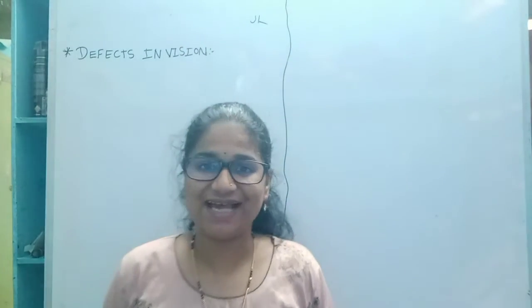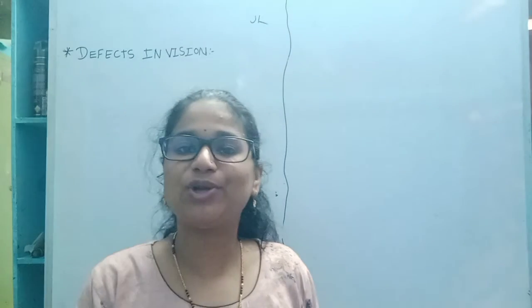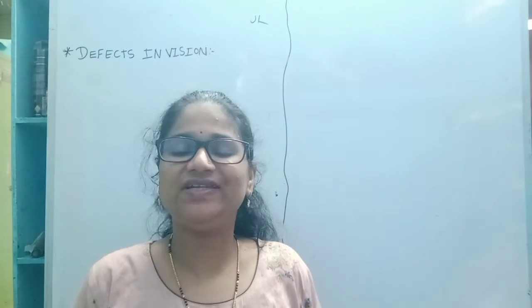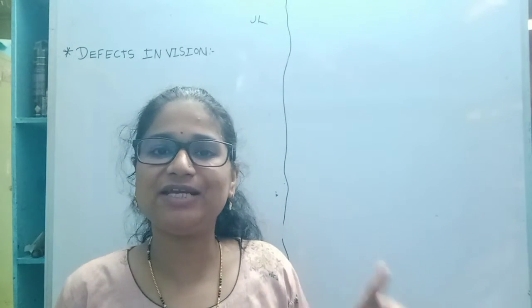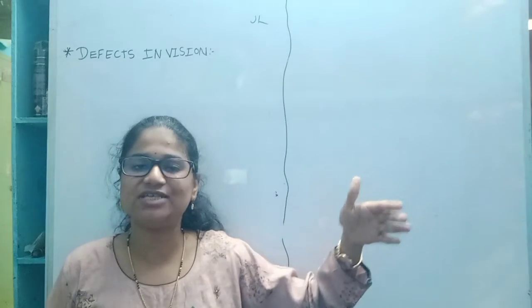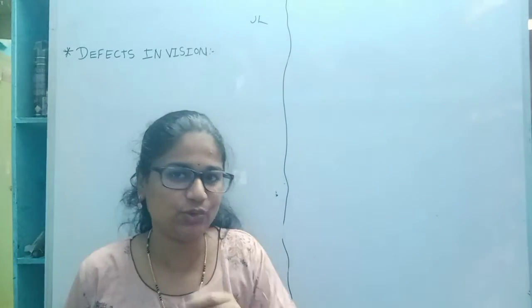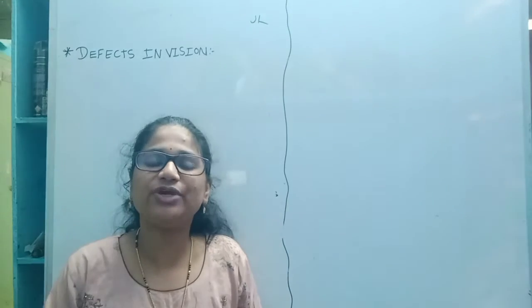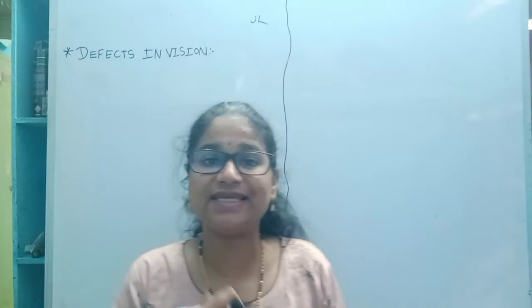So in the last class, we discussed the power of accommodation. We discussed the far point and near point of the eye, from which we can see farther objects as well as objects which are near to us. Today we are going to discuss the defects in vision.